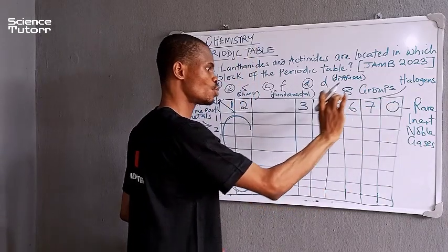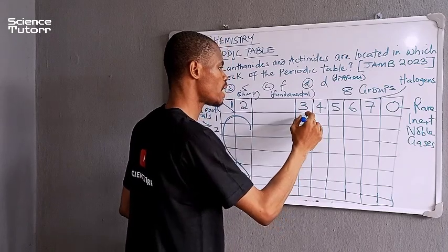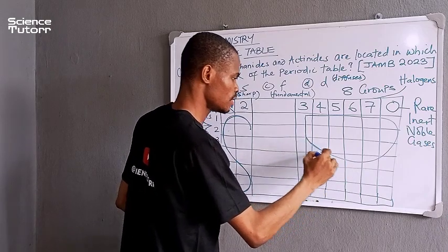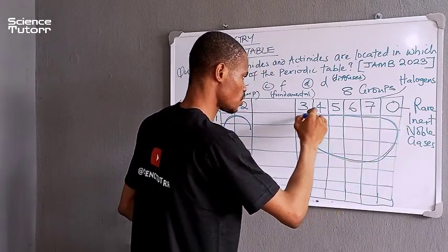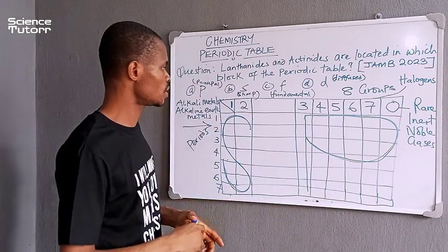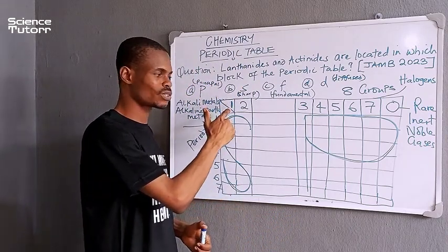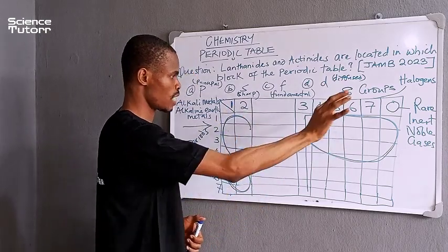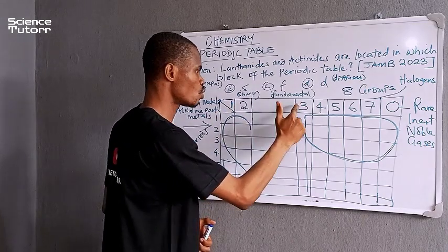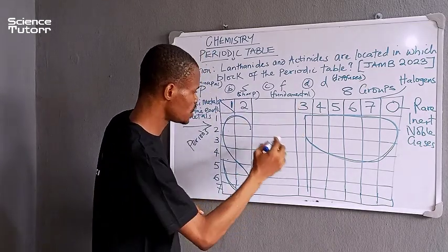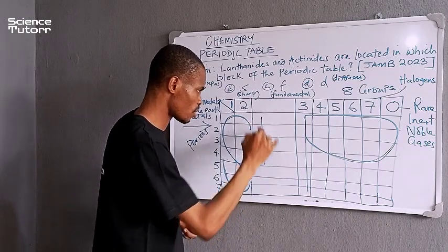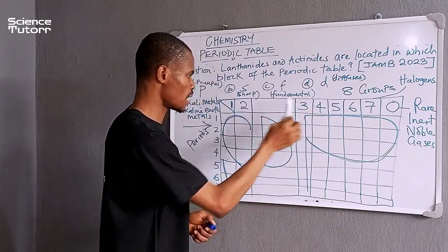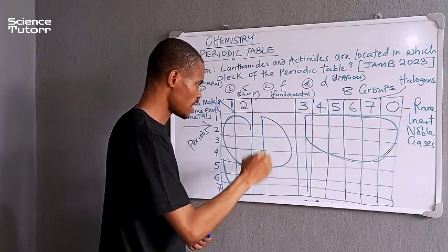Group 3, 4, 5, 6, 7, and 0. That means from group 3 to group 7 and 0, we call them the P block elements. The reason is because they contain the P electrons in addition to the S electrons. So we have SP. Now, moving across the period, between group 2 and group 3, we have the D block elements.